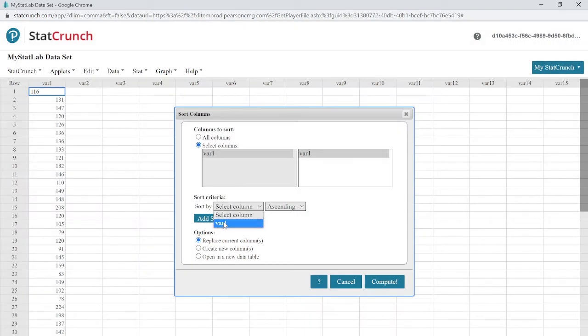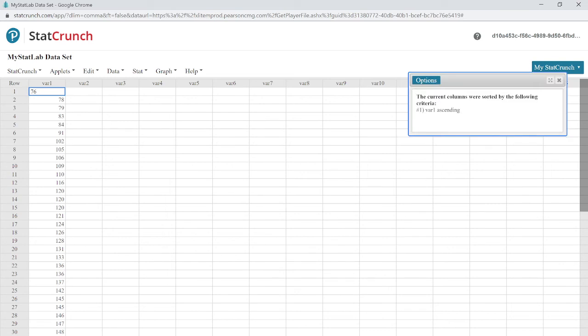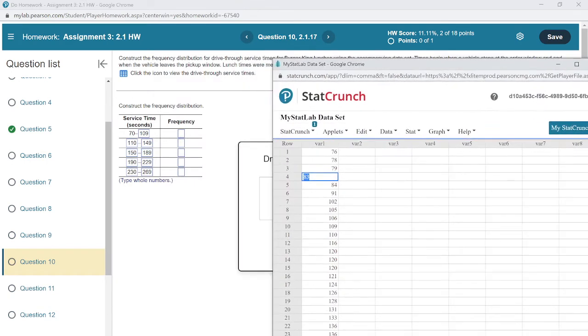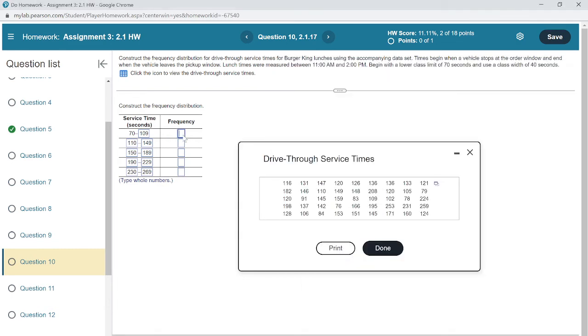Okay, variable 1. This is the column we are calculating, and we're going to sort it. Now it's sorted. Look here, it starts from 76, 78, 79, 83. So when we look at this data, we can ask, how many are from 70 to 109? Up to here, there are 10 data, so you can just put 10 here.